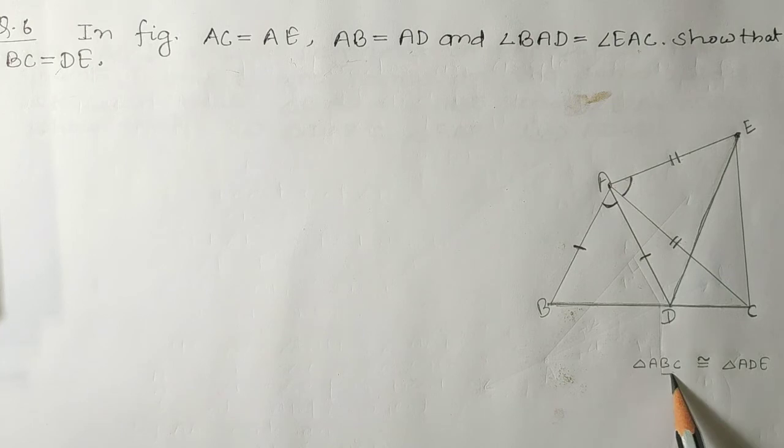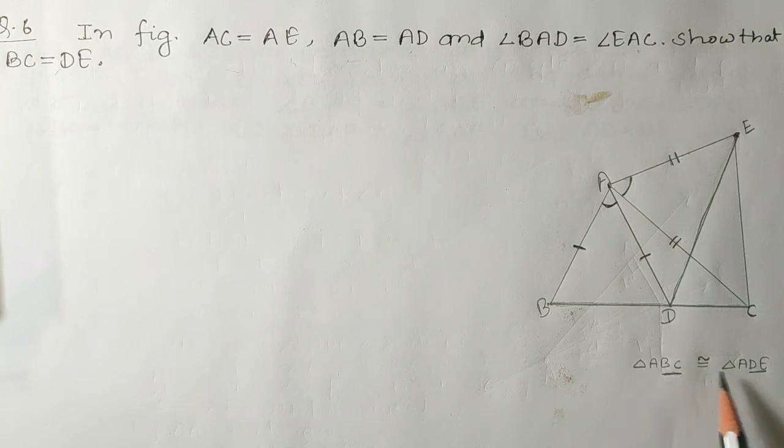So if somehow we prove these two triangles as congruent, then the part of this triangle BC will be equal to the part of this triangle DE. So basically our aim is what? Our aim is to prove that these two triangles are congruent. Okay, if they are congruent, then by CPCT BC will be equal to DE. So to show these two triangles as congruent, what should we have? Okay, by which criteria will we prove that these two triangles are congruent?